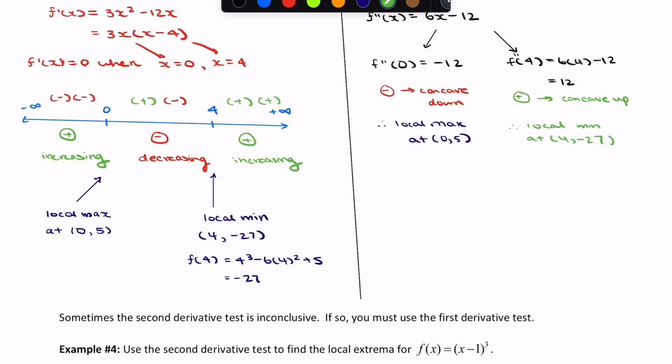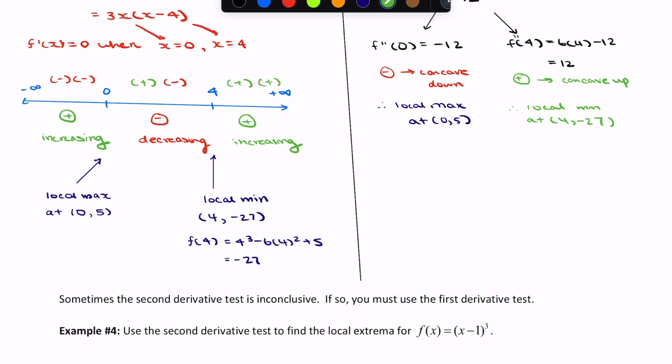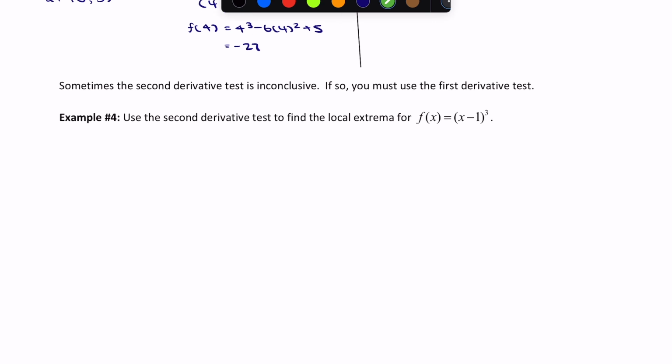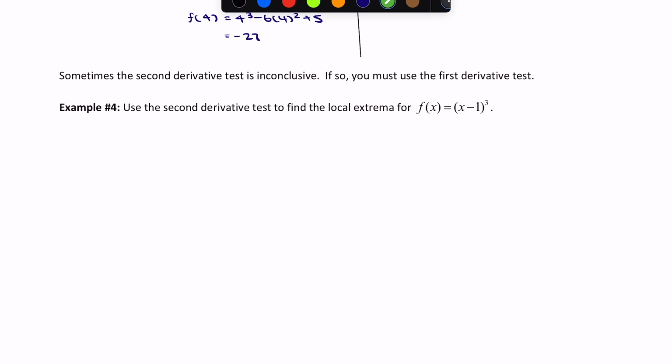Here, again, there's just a note. Sometimes the second derivative test is inconclusive. If so, you must use the first derivative test. So here it says f of x is equal to x minus 1 cubed, and use the second derivative test to find the local extrema. So here, if we derive this, f prime of x is equal to 3 times x minus 1 squared times 1, which is just 3 times x minus 1 squared.